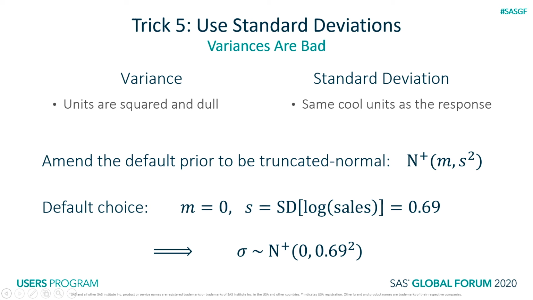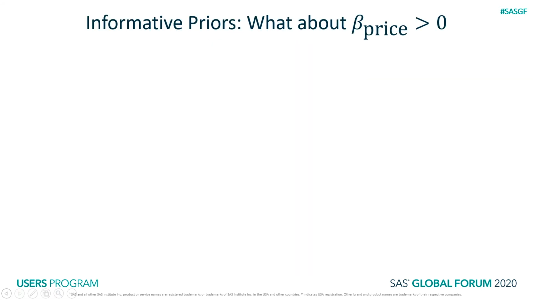We can go ahead and fit that model, get results, interpret them, start running with things, right? That's great. But we were interested in price, and we want to move beyond the default prior. So let's talk about informative priors and focus on this price coefficient. Do we think that coefficient can be positive?